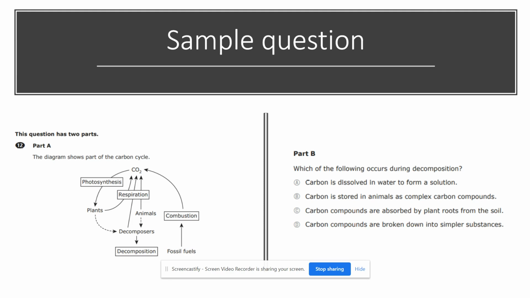Okay, and we're looking at those four choices. A, carbon is dissolved in water to form a solution. B, carbon is stored in animals as complex carbon compounds. C, carbon compounds are absorbed by plant roots from the soil. Or D, carbon compounds are broken down into simpler substances. The correct answer for this is D. This is the only answer that refers to anything having to do with decomposition.